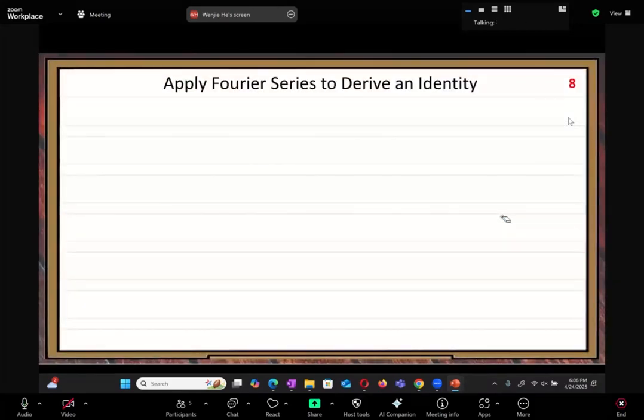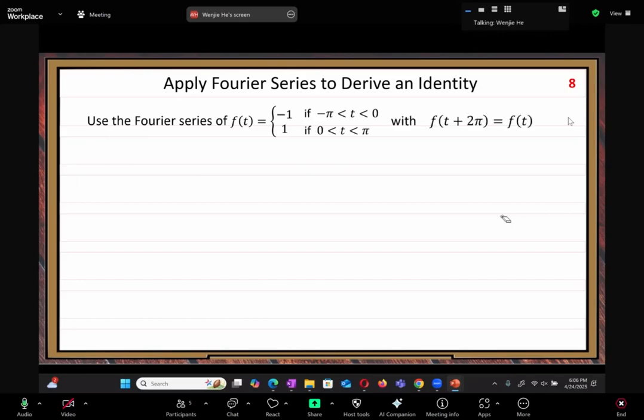The idea is very simple. First, we need to find the Fourier series. Then we just apply Parseval's identity, and we get a conclusion. That's simple. The first question: use the Fourier series of this function, a simple 2 pi periodic function, to show this identity. Here you can see that if we do not apply Parseval's identity, it is very hard to show this identity.